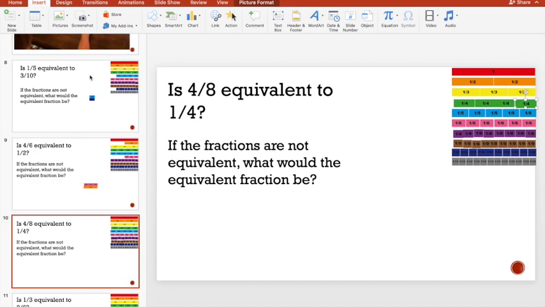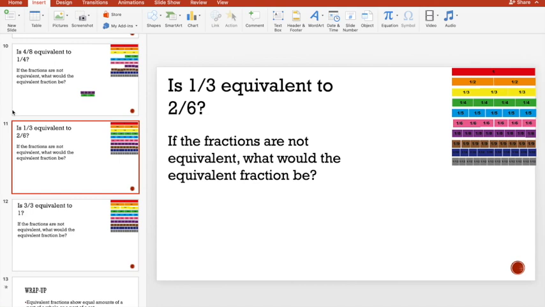Now we want to look to see if 4/8 is equivalent to 1/4. So I'm going to move these down. I'm going to have 1/8, 2/8, 3/8, 4/8, to see if that is equivalent to 1/4. So now I move down 1/4. I see that that is not equivalent. I still have a blank amount here. So I'm going to move down another 1/4, and now I know that 4/8 is actually equivalent to 2/4.